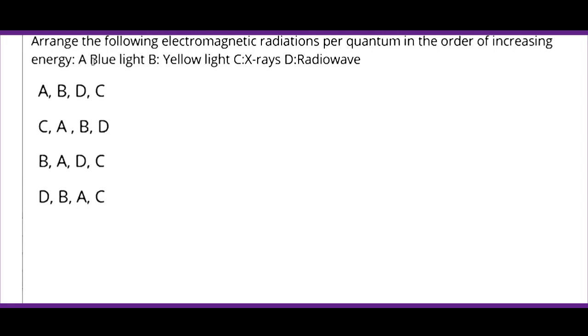Hello everyone, the question says to arrange the following electromagnetic radiations per quantum in order of increasing energy: A, blue light; option B, yellow light; option C, X-ray; option D, radio wave. First we know the energy of electromagnetic radiation is E equals h nu, where nu is frequency. It is clear that E is directly proportional to the frequency nu.